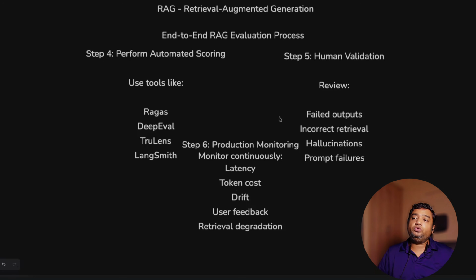If you want me to explain each tool in detail, like Ragas and DeepEval, or show you how we can design an enterprise-level RAG pipeline with the evaluation framework and the monitoring framework, please post it in the comments. I will try to bring it in the next video.